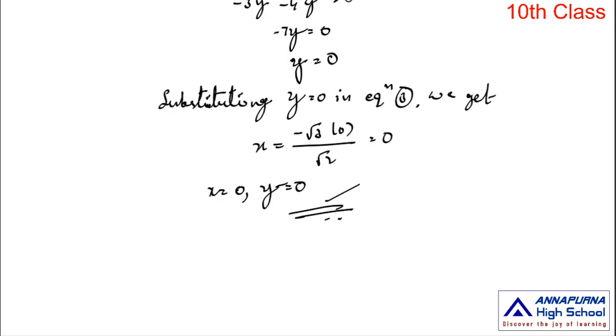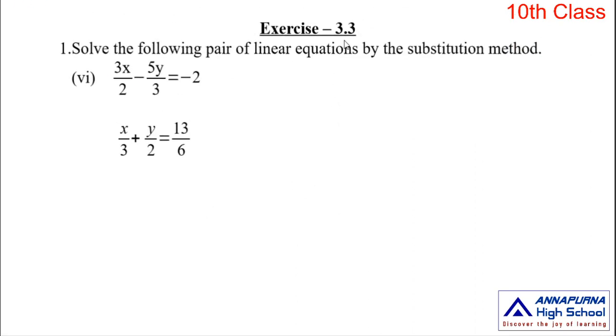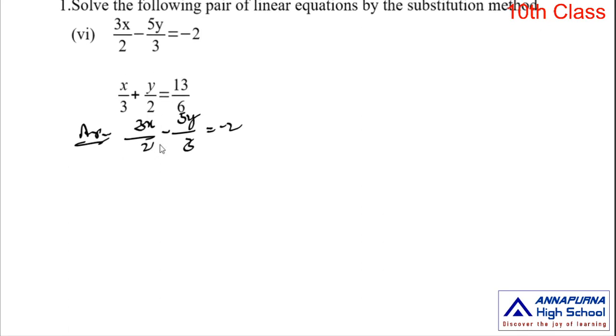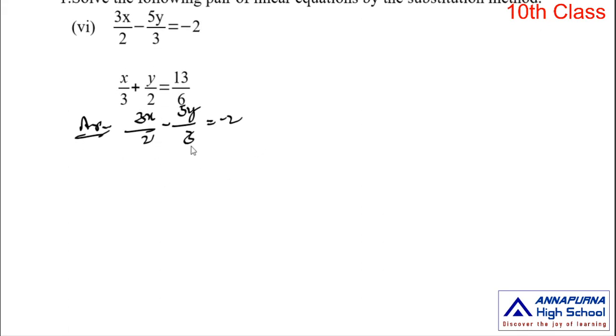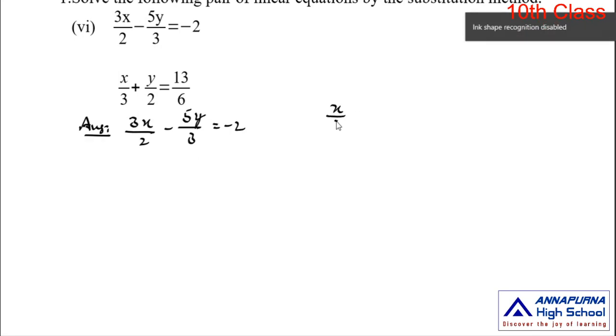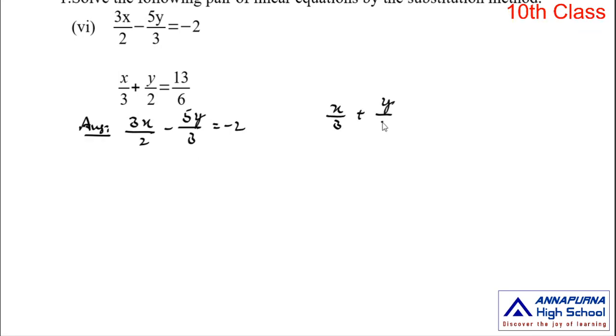When you come to the next one, the next two equations are 3x by 2 minus 5y by 3 is equal to minus 2 and x by 3 plus y by 2 is equal to 13 by 6. First write down the given equations. 3x by 2 minus 5y by 3 is equal to minus 2, and the second equation is x by 3 plus y by 2 is equal to 13 by 6.